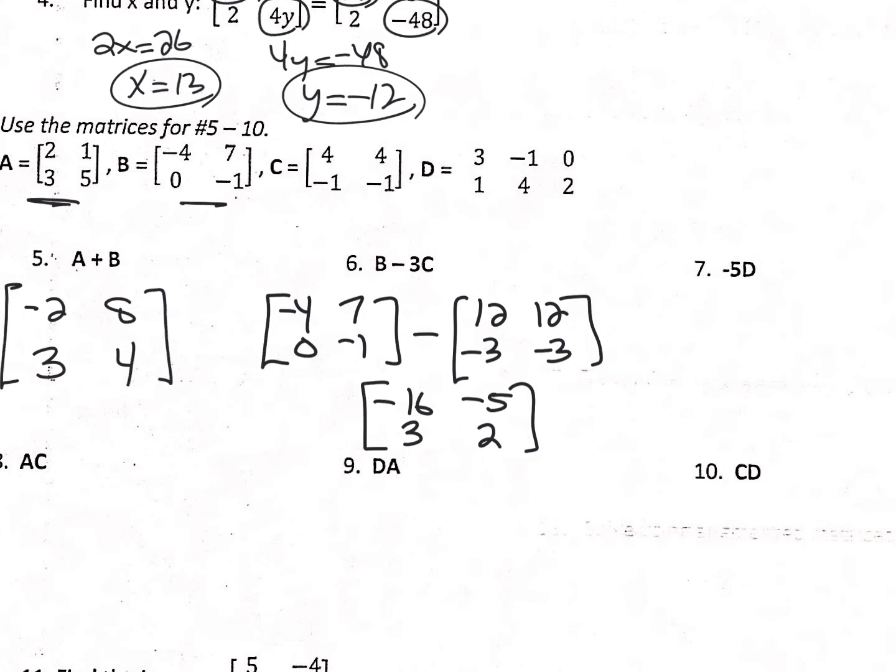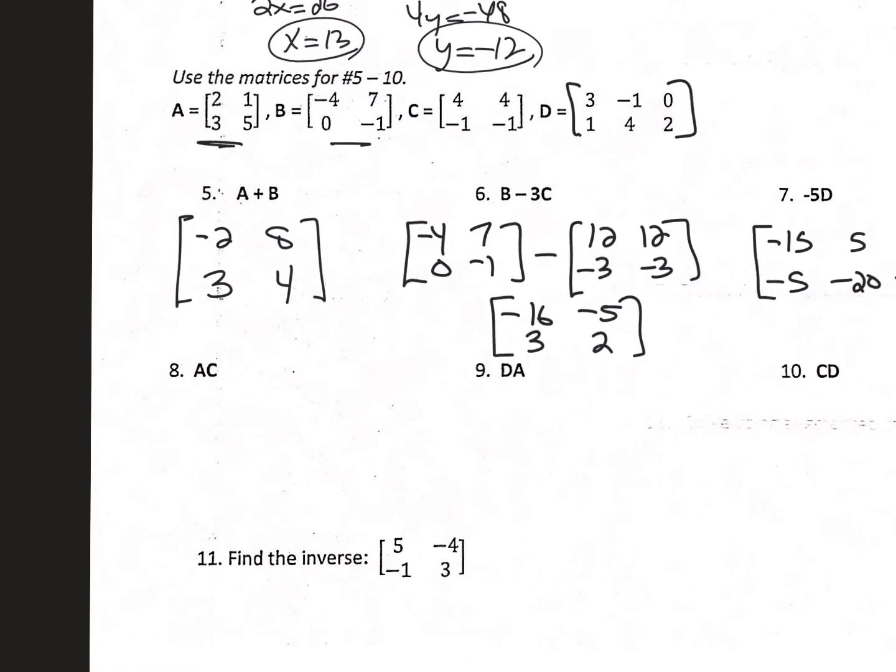And then you probably should put little brackets around matrix D. Number 7 says -5 times D. And then remember, -5 is called a scalar. You just multiply everything in matrix D times -5. That's -15, +5 and 0, -5, -20, and -10. All I did there is, again, multiply everything in matrix D by -5.